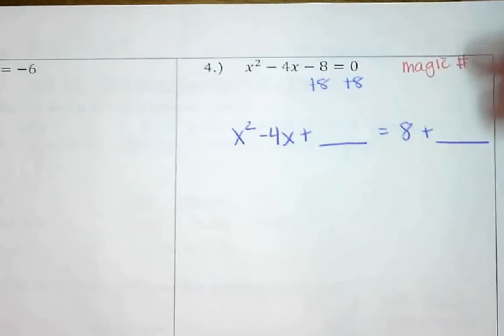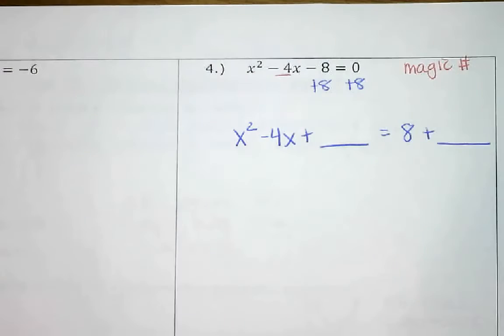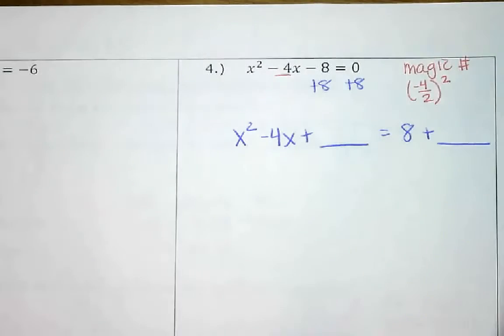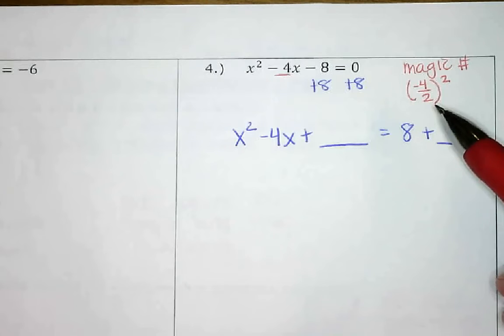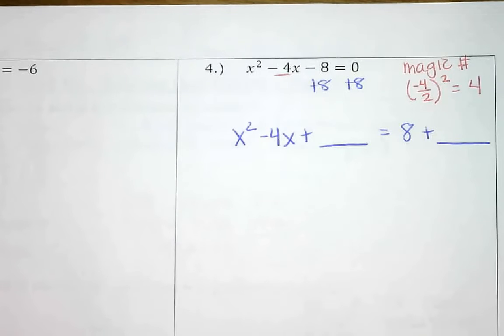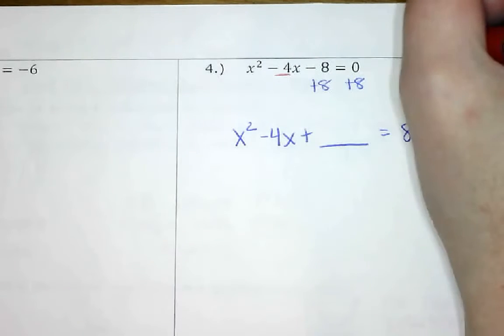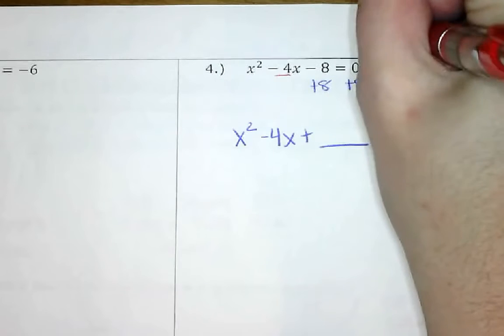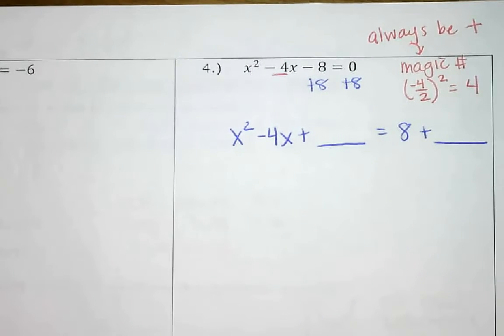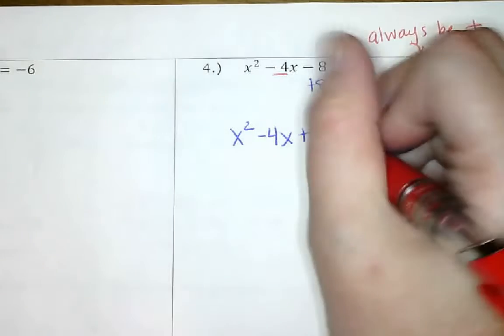So it's negative 4 over 2 squared. So what's negative 4 divided by 2? Negative 2 times negative 2 is going to be a positive 4. Okay? So guys, your magic number is always going to be positive, because a positive times a positive gives you a positive, and a negative times a negative still gives you a positive. So your magic number is always going to be positive. Do y'all feel good about that?